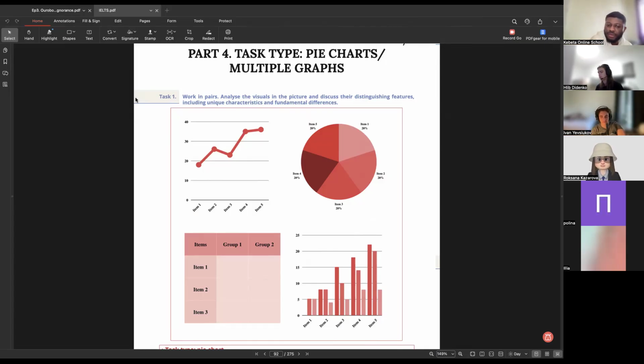Which is different, the pie chart from other charts? Yeah, I mean, there are some differences between these visuals. First of all, the table can't really show you the trends as well as a pie chart.